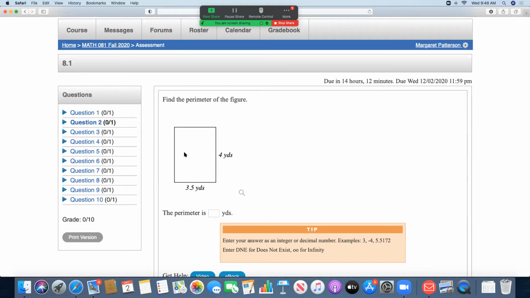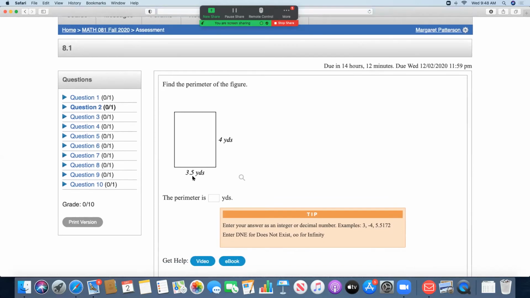So I would have 2 4s. If you would just write on your paper somewhere, I would have 2 4s, 4 times 2, which is 8, right? And 2 of these 3.5s. 3.5 doubled is 7, right? 3.5 and 3.5 is 7. And so 8 and 7 would be 15 yards.